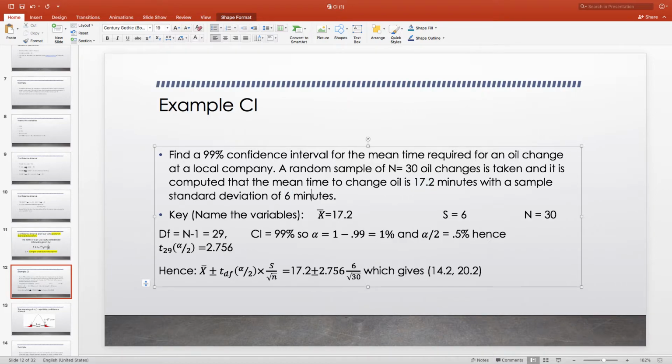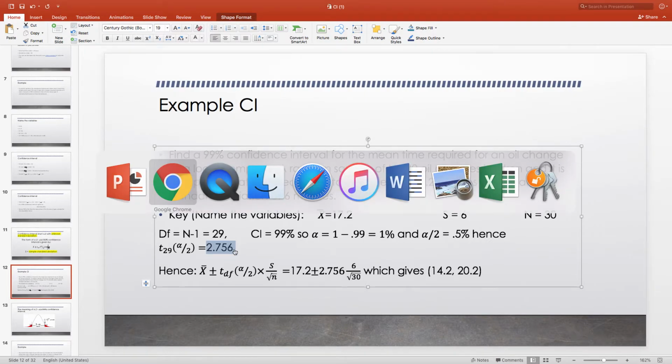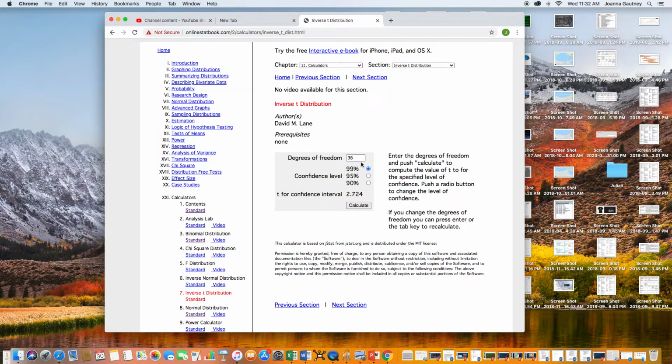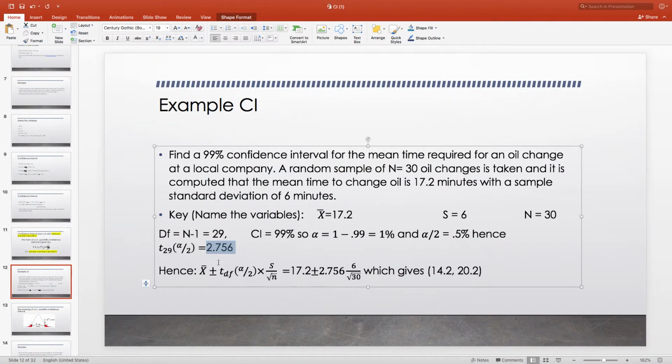So here we're just going to name what we know. Here's the sample average. Here's the sample standard deviation. Here's n. So I calculate degrees of freedom as 29. The confidence interval is 99%. So alpha is 1% and alpha over 2 is 0.5%. Okay. Now I get this number 2.756. You can either get that from a table from the t-distribution, or we can use that same calculator. I want a 99% confidence interval with 29 degrees of freedom, and we'll calculate 2.756. Okay, and that's exactly the number we got. Okay.